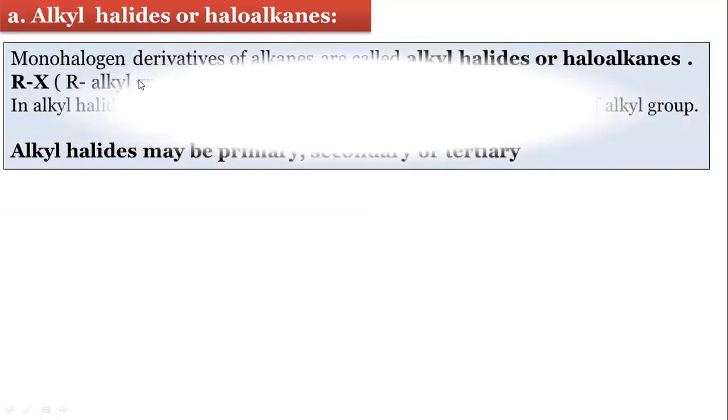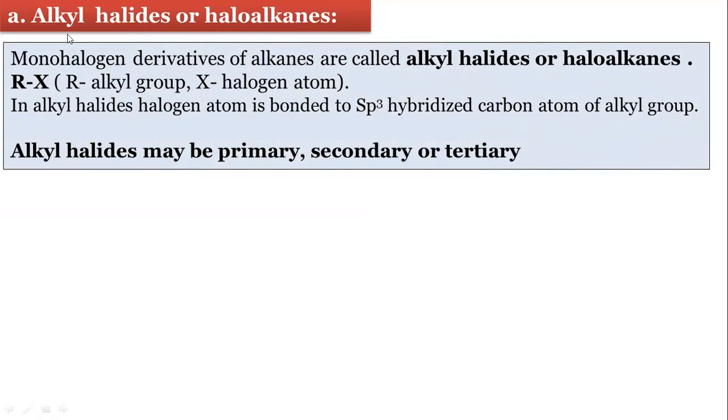Alkyl halides are also called haloalkanes. We will discuss alkyl halides first. We are very familiar with alkyl halides. These are the monohalogen derivatives of alkanes, also called alkyl halides or haloalkanes. This is RX, where R is an alkyl group and X is a halogen atom. In case of alkyl halides, all the halogens are bonded to the sp3 hybridized carbon atom of the alkyl group.